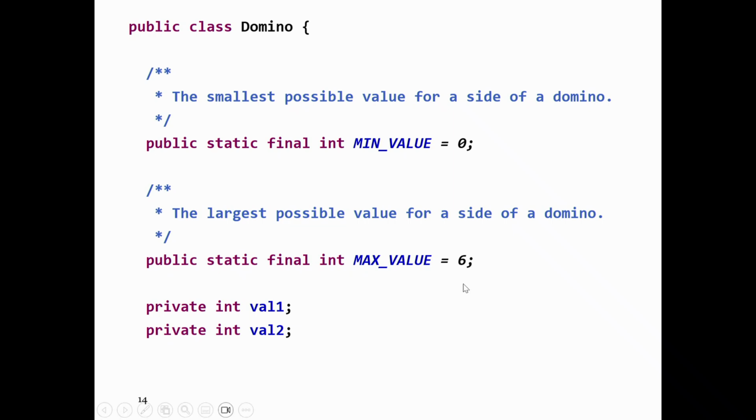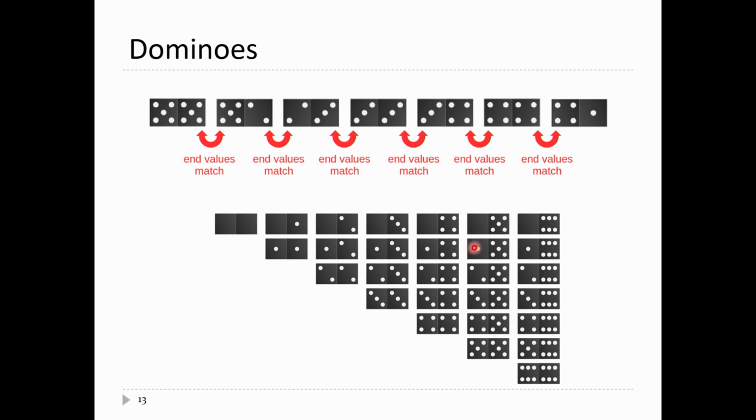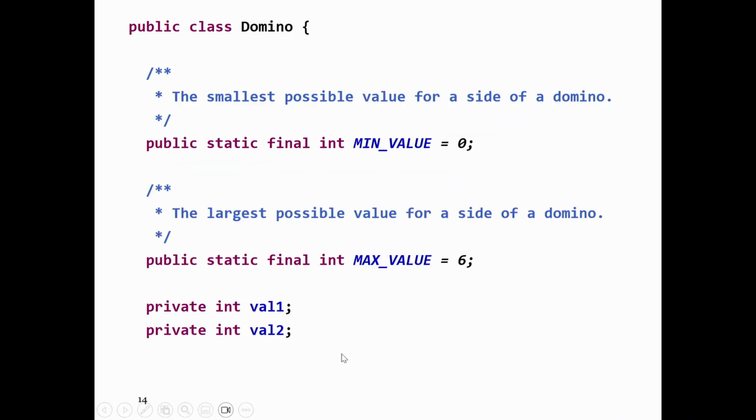Right? Now, each individual domino has its own number of pips, right? So that one's got 1 and 4, this one's got 6 and 6, and this one's got 3 and 3. So to represent an individual domino tile, I could use 2 separate fields to represent the number of pips belonging to a particular domino. Right? So here we have val 1 and val 2. So for example, it might be 1 and 4 or 6 and 6. Right? So these cannot be static. Every domino has its own 2 sides.